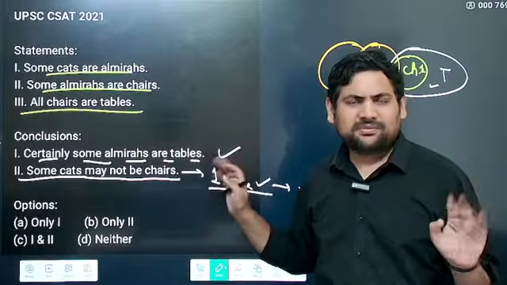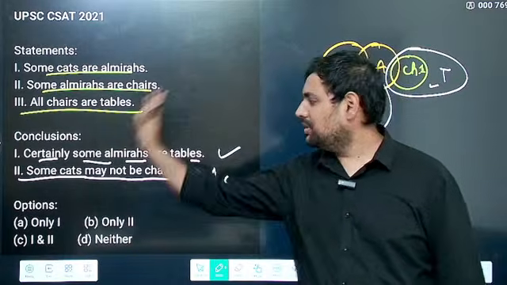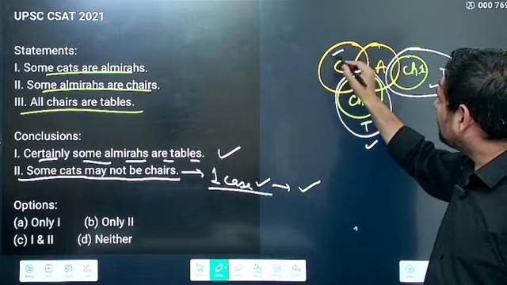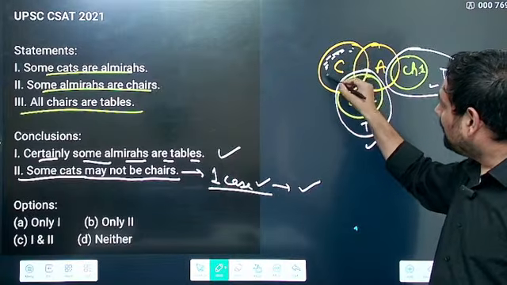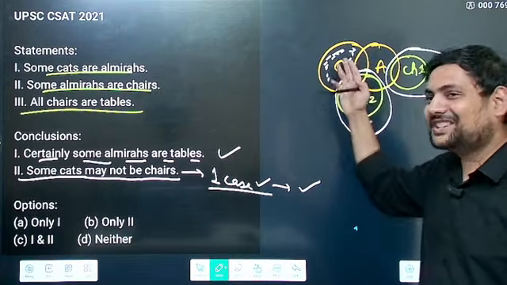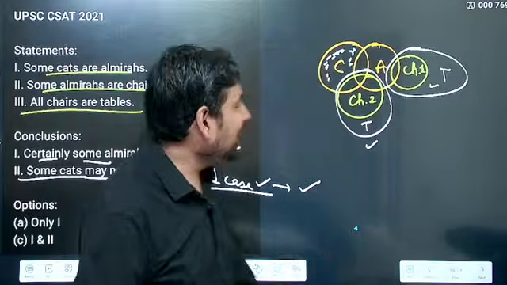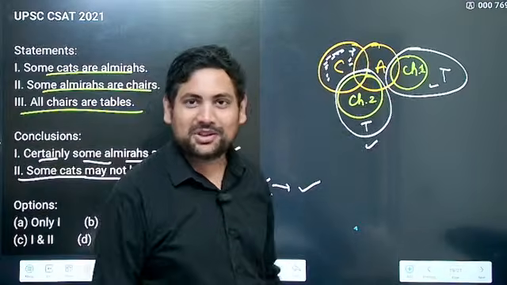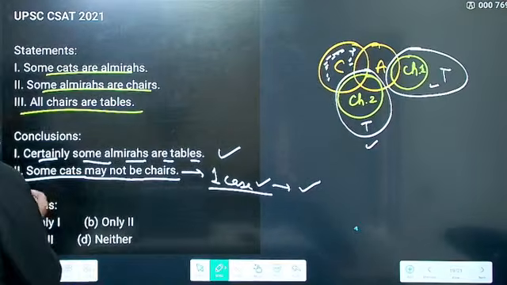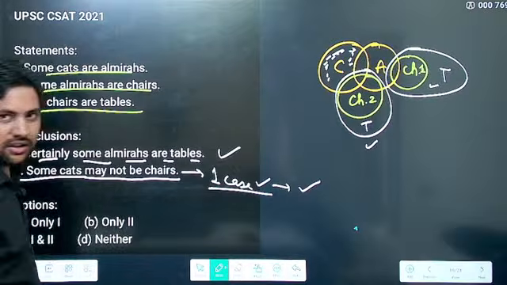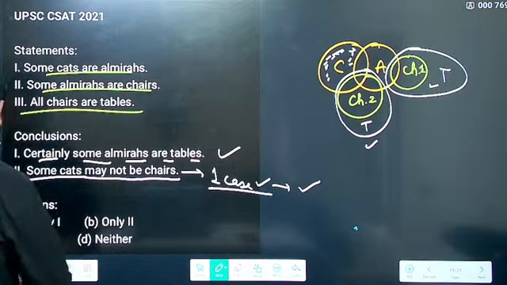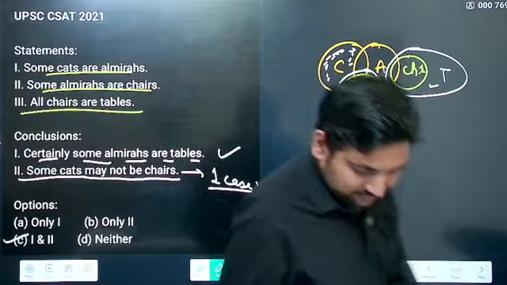In any diagram, anywhere, can you find me some cats that are not chairs? Yes, there are so many cats, see, which are not chairs. So there are many cats which are not chairs in both the diagrams. So some cats may not be chairs. This is also absolutely correct. Answer becomes both 1 and 2.